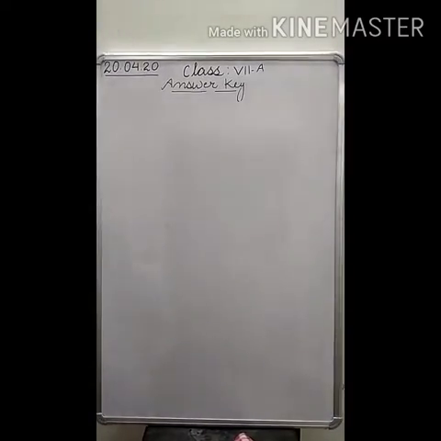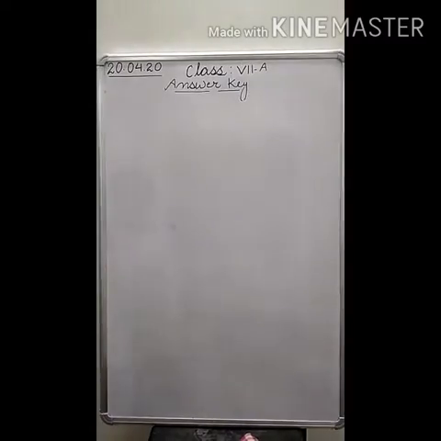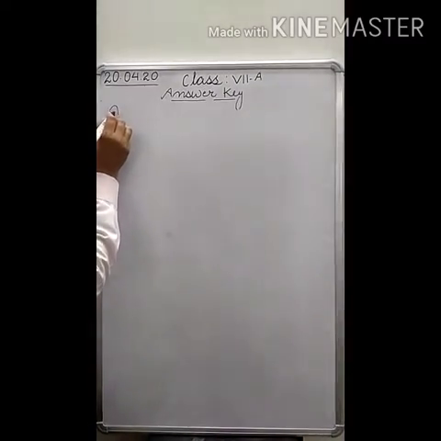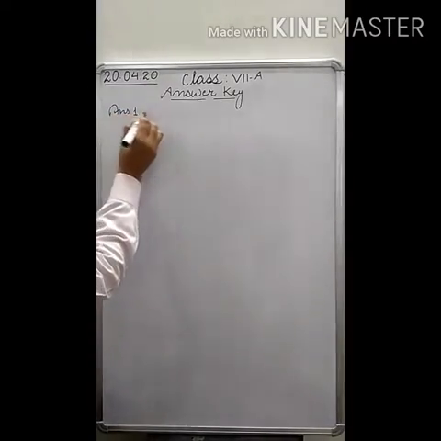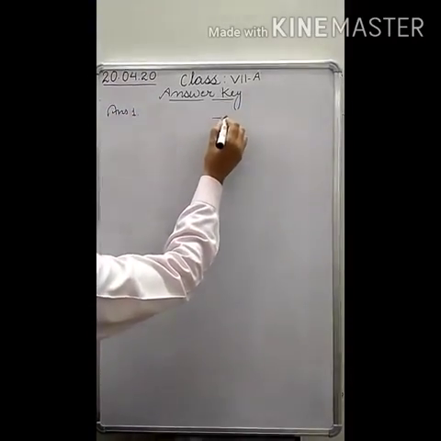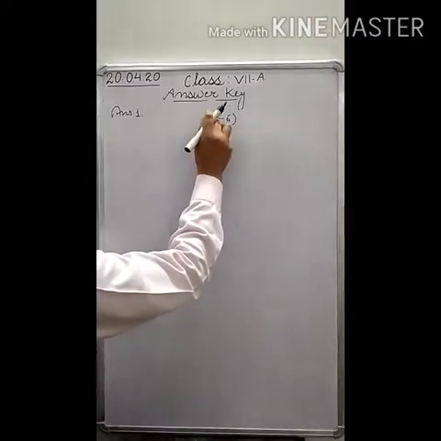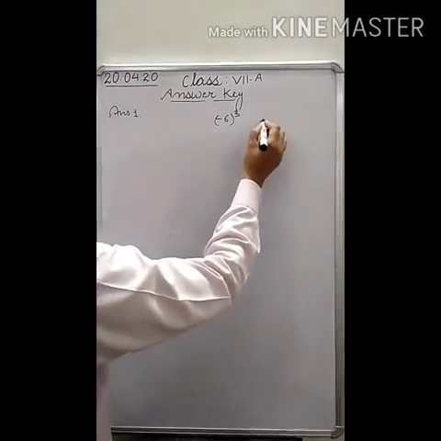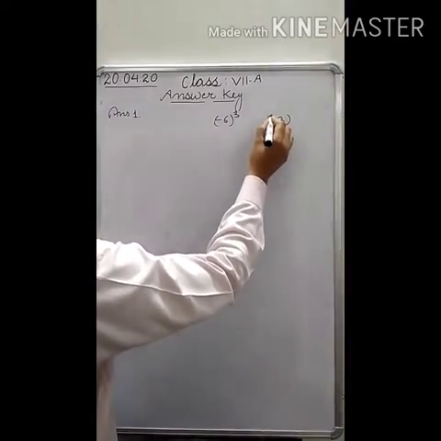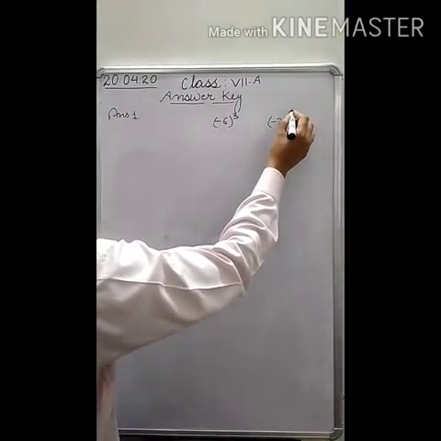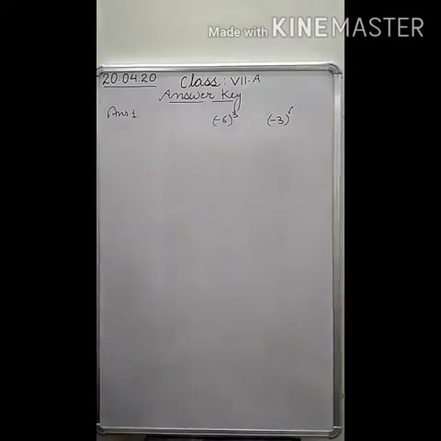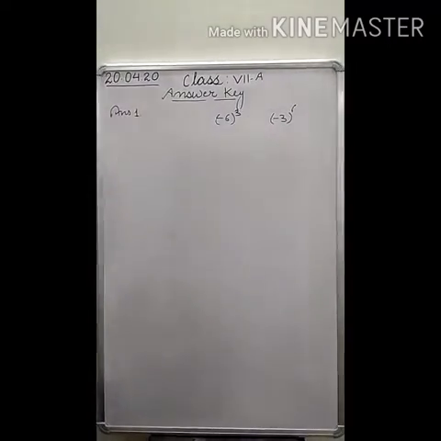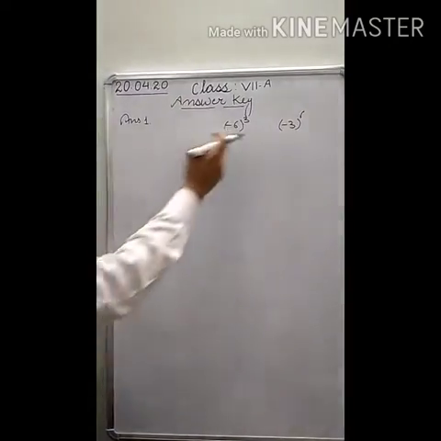In the test, the first question was (-6) raised to the power 3. Minus 6, we will solve inside. (-6) raised to the power 3, and the second term we have is (-3) raised to the power 6. Here we have options: which one is greater, which one is lesser, equal to, or none. It means we have to compare these two numbers.